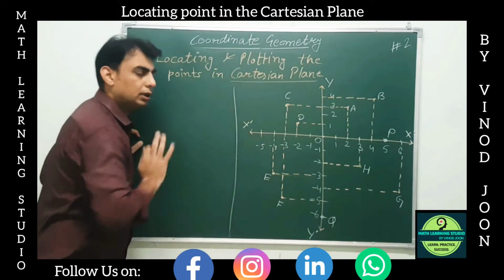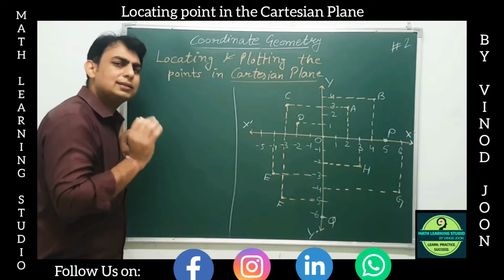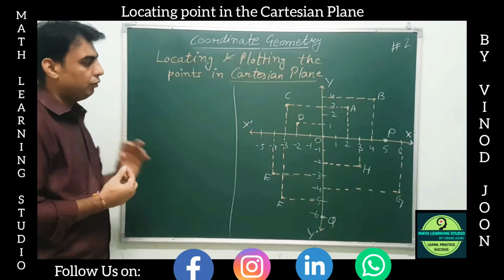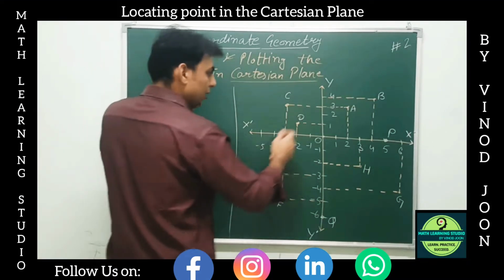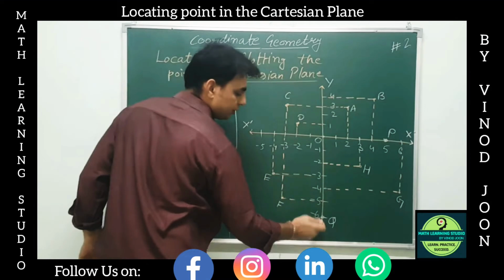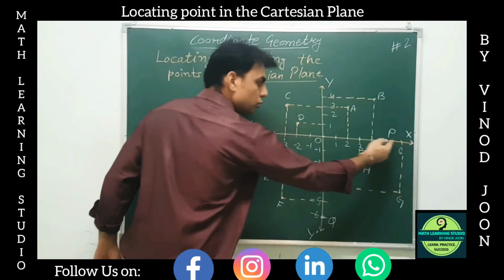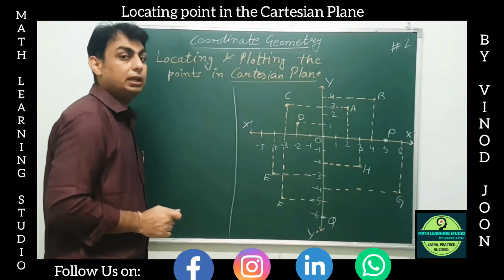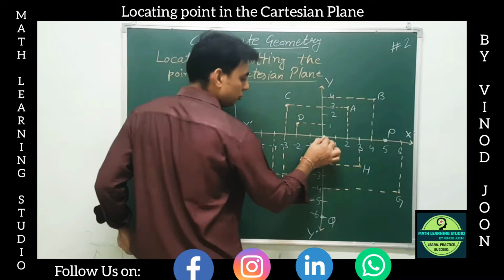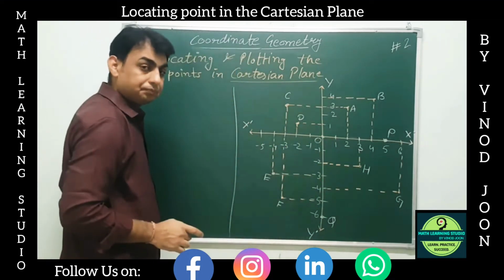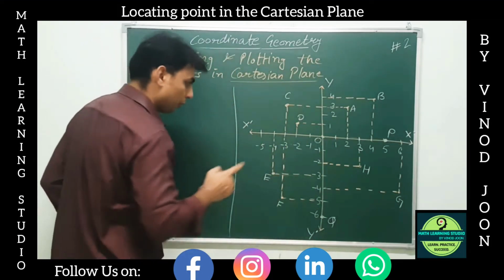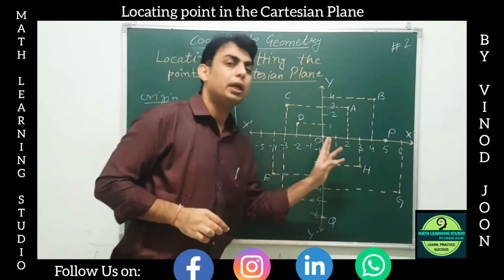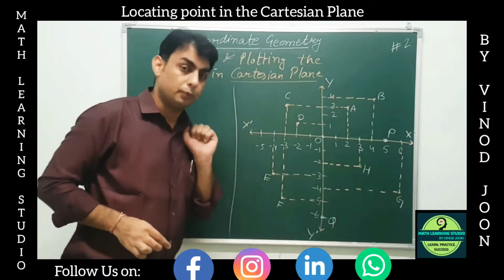Before going directly to location and plotting, let us first recap a few terms. In the previous video, we discussed the axes. There are two axes. One is called the x-axis, the second is called the y-axis. The horizontal line is called the x-axis, and the vertical line is called the y-axis. These two meet at a point, which is called the origin point. You can say they start from here in four different directions. So it is the origin point.